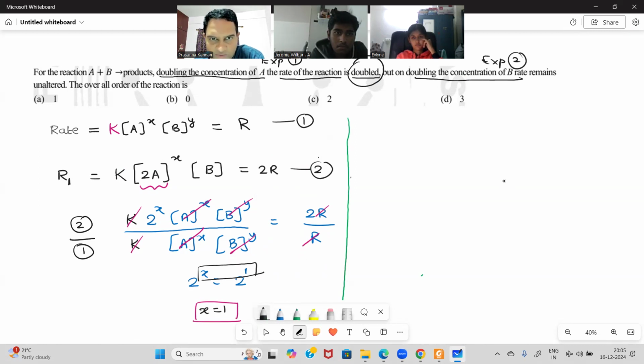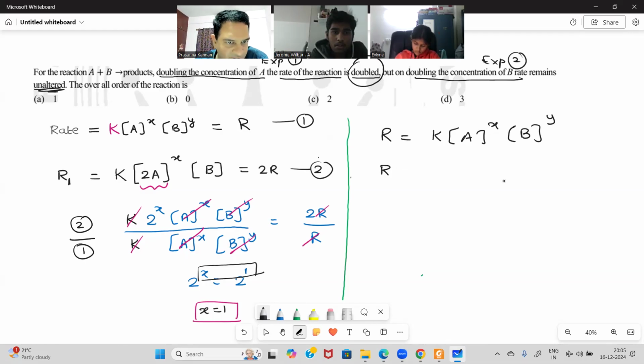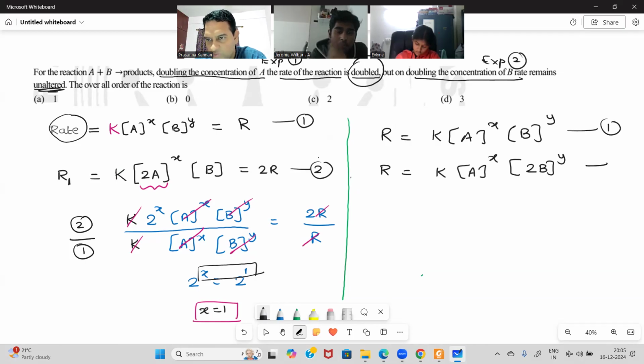Now experiment 2. What is experiment 2? Take me through that, Jerome. So you're doubling the concentration of B, sir, but rate remains unaltered. Unaltered means in the second case also, what is the rate? 2R, sir. In the second case, rate remains unaltered means R, sir. R only. Okay, correct. A I am not changing. Now what am I changing, Jerome? B, sir. B I am changing to what? 2B. Exactly. Okay, this is 1, this is 3, let's say.